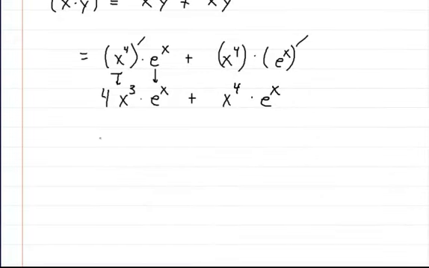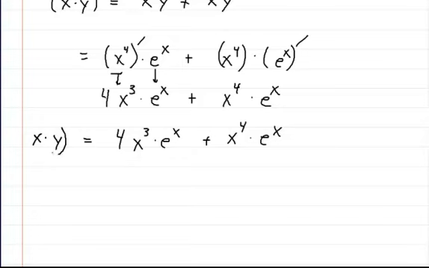So now there's not too much to do there, so we're just going to write that down as 4x cubed times e to the x plus x to the fourth power times e to the x. And that's what you would get for this function doing the product rule.